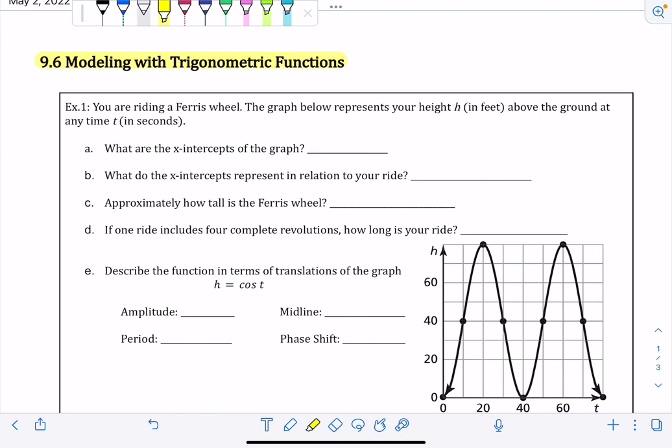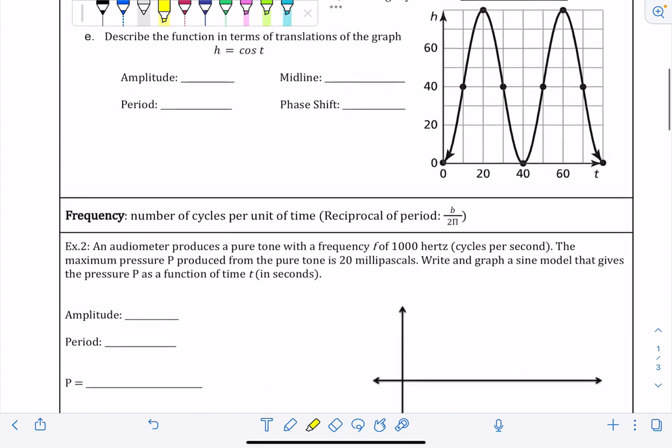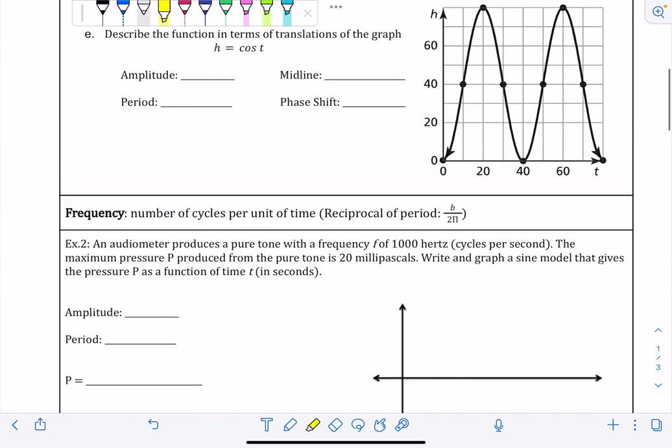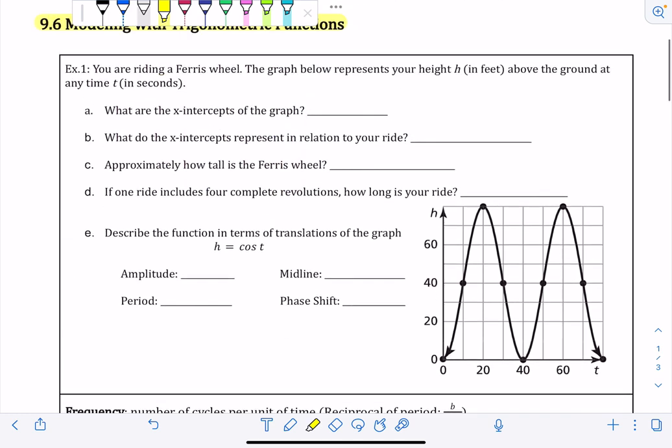Section 9.6 is modeling with trig functions. Before we get started, all of the problems in this section are structured kind of with fill-ins. Before each problem, I would pause the video and write down the fill-ins and their blanks. It'll just help keep your work more organized and make it easier to look back on it.